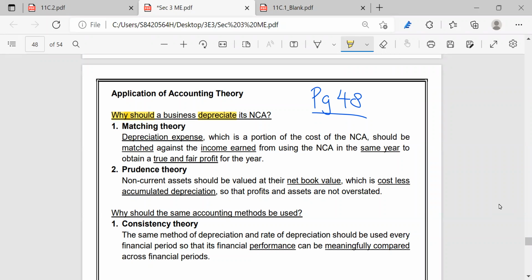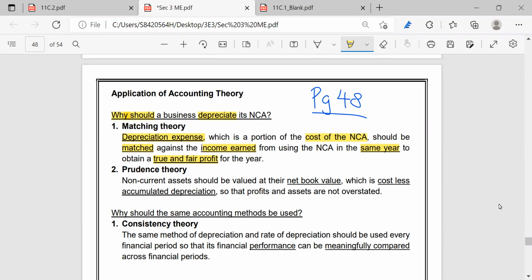So matching theory is about the expense, because when we expense it off, we are taking out a part of the cost of your NCA to match against the income that is earned from using that particular NCA, in the same year, to obtain a true and fair profit for that year. Let's say you use a motor vehicle for 10 years to help you earn income for 10 years. The income is spread over 10 years. Same thing, the expense should also be spread over 10 years. This is what it means.